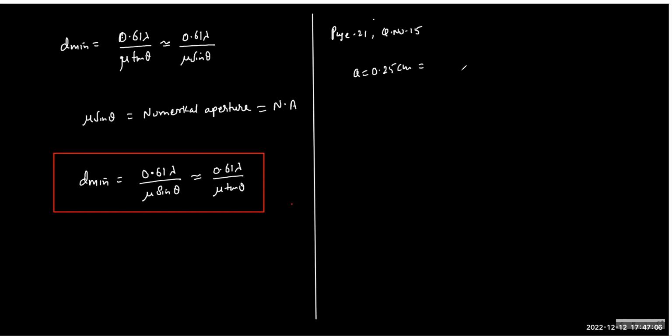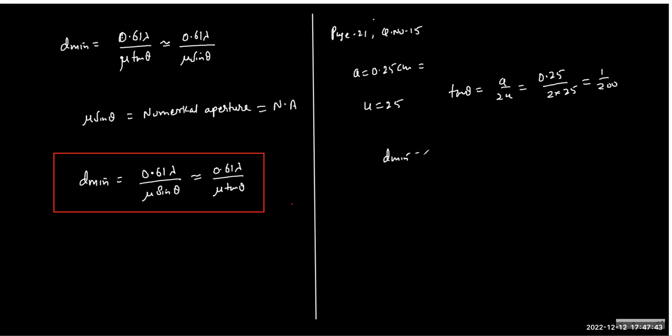Okay, anyway, we'll keep it. And the U is given 25. So tan theta will be how much? A by 2U. 0.25 by... both are in centimeter, right? So I can write 2 into 25, which is 1 by 200, right?